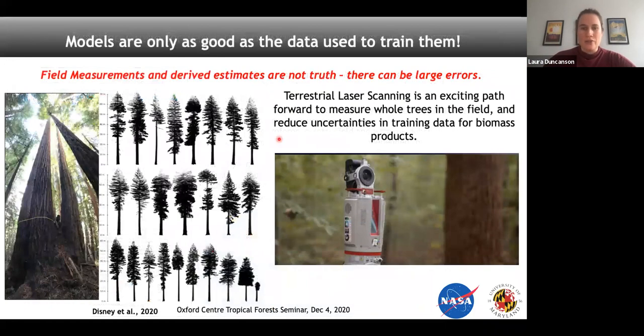So as I said, terrestrial laser scanning is a big part of this. And this kind of brings us back to something I was talking about at the beginning of this presentation about allometry. So we know that our field measurements are not actually measurements, but they're estimates, right? And they have these large errors from field measurement uncertainty, but also this allometric model uncertainty.